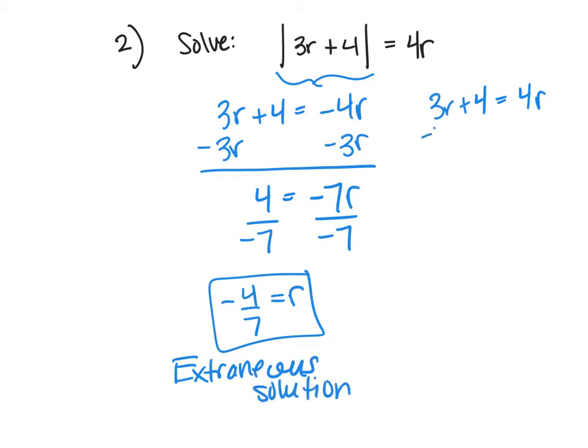So the next one, we do the same thing as we did in the last one, subtract 3r from both sides, and then you get 4 equals r, and that's a positive answer, and when substituted back in, will give us a solution.